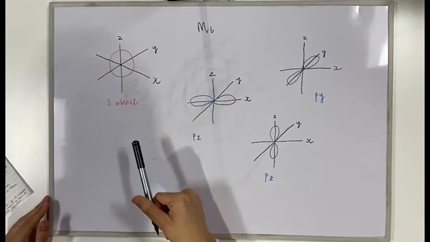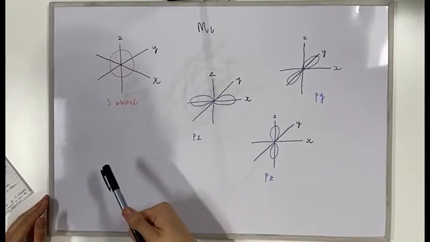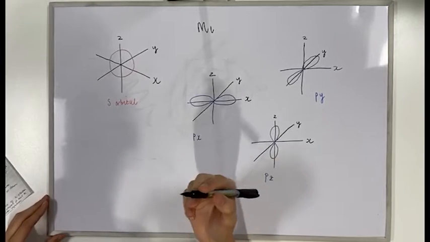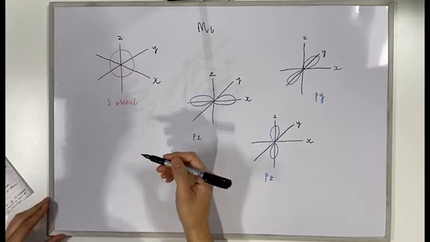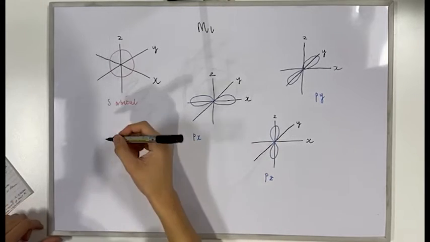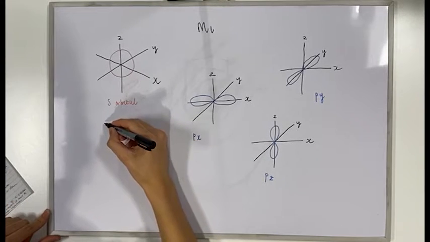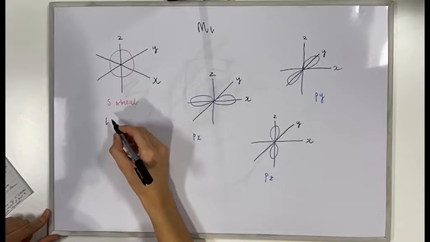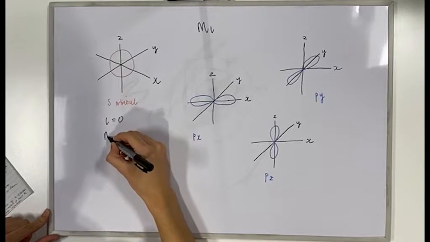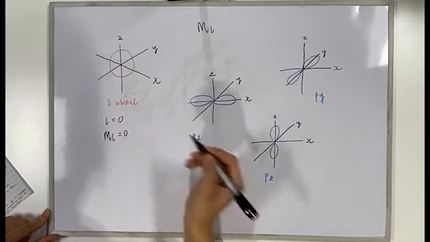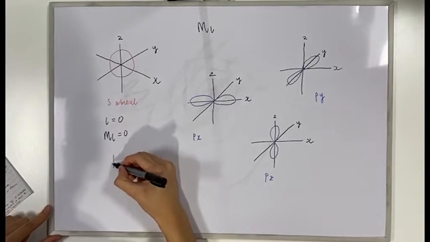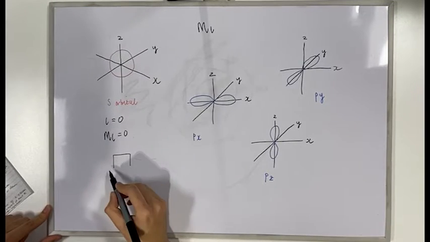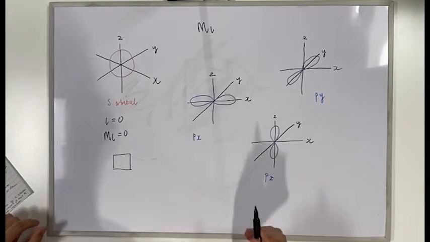So the third quantum number, ML. If ML is 0, this means that, like I said before, L is equal to 0. The reason for this is that in the S orbital, if L equals 0, ML must be 0. The reason for this is because there's only one S orbital per energy level.